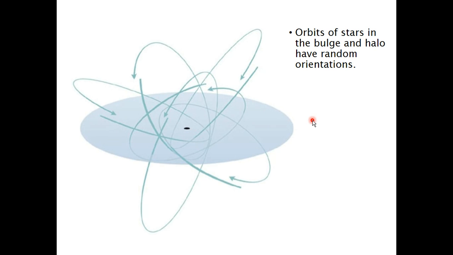So these are analogous to long period comets. They don't come into the solar system, they just orbit around in a big cloud in random directions. These stars are very old and very far away from the disk and orbit in random directions.